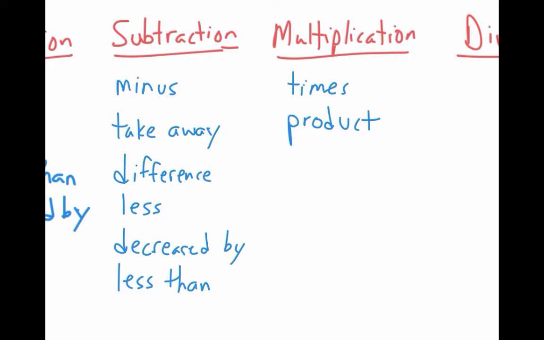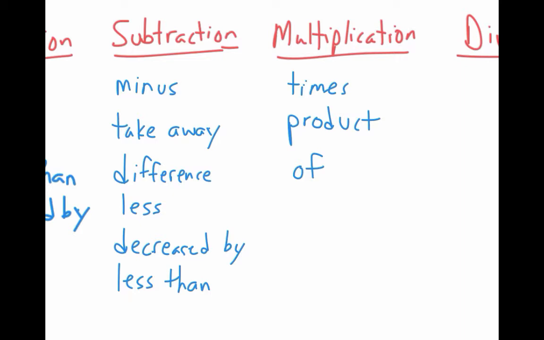One that is going to show up, if you ever see the word of, this shows up a lot in percent problems. Of means multiplication. So when they say 50% of 100, you do 0.5, which is 50%, times 100. So of is another multiplication one.